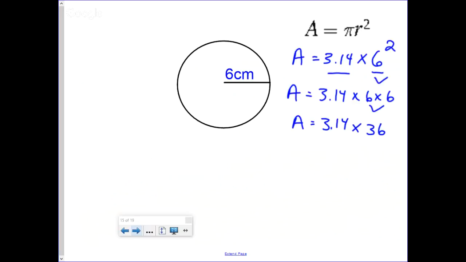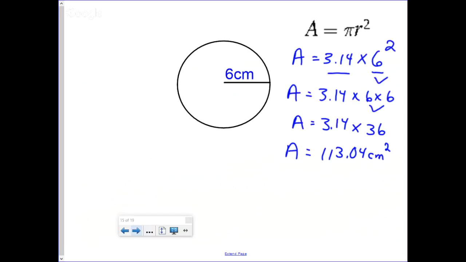Okay, so what is that going to be equal to? Well, if we use our calculator, we find that 3.14 times 36 equals 113.04 centimeters squared. So it would take 113 squares to fill up this circle, that are centimeter size. So we're going to try another one. If that's confusing to you, we're going to do another one.